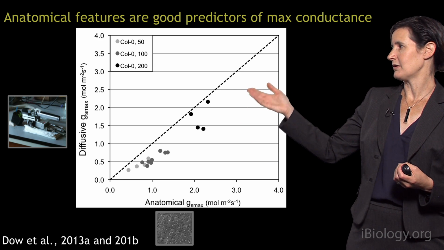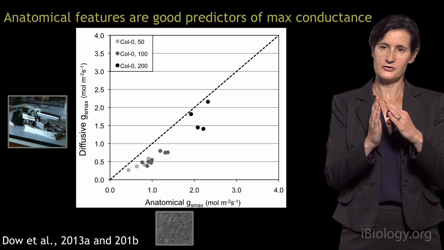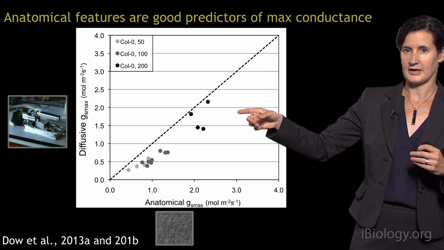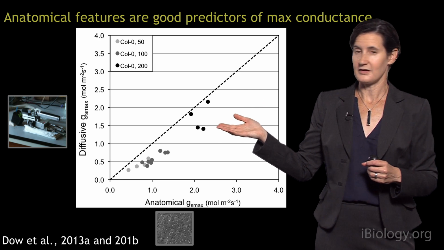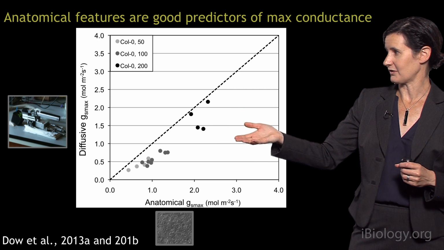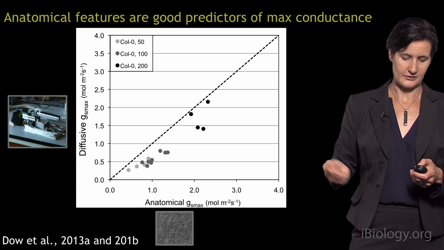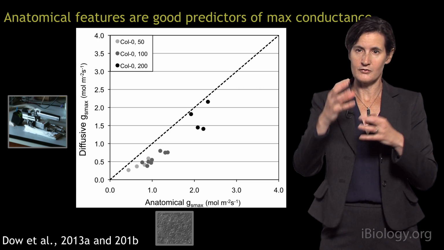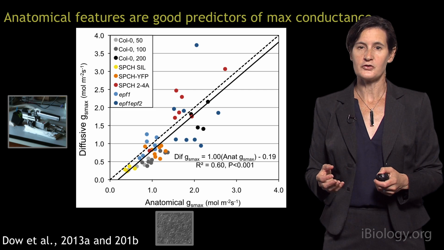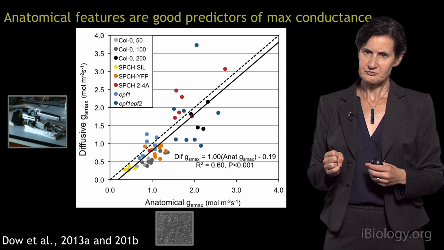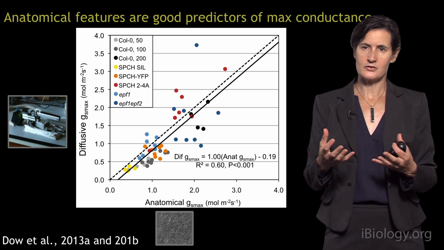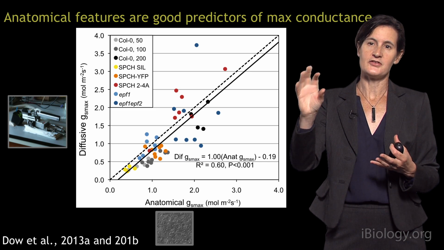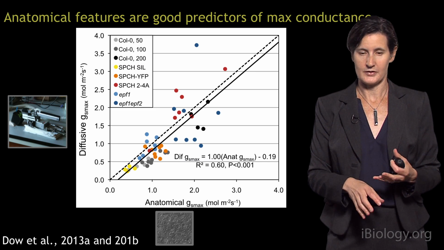And the straight line through the middle of the graph, if they're perfectly correlated, those two things, physiology and anatomy, that should be along this diagonal. And in fact, what you can see is that these control plants, they're all along that diagonal. And when we started to look at all these different plants that we've made with more or fewer stomata, they also fall along that same diagonal. And so what that tells us is that we can do something simple like measuring how many stomata and how big they are instead of using an expensive machine to figure out how well they work.